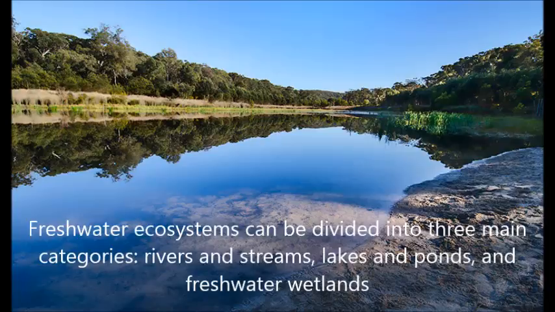Freshwater ecosystems can be divided into three main categories: rivers and streams, lakes and ponds, and freshwater wetlands.